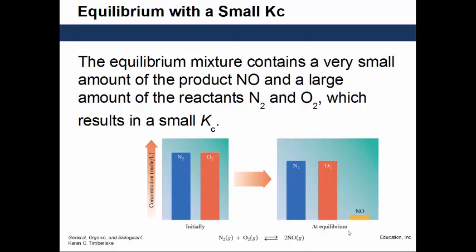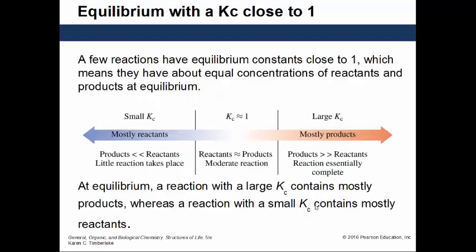At equilibrium, you'll have a very small amount of product made. You'll have a higher amount of reactants still present. So the fact that you have a high amount of reactants present gives you a value that's going to be very low for Kc. There are going to be a few reactions that have a Kc value that's going to be close to 1, but that usually means that their concentrations of reactants and products are going to be very close to equal to one another.